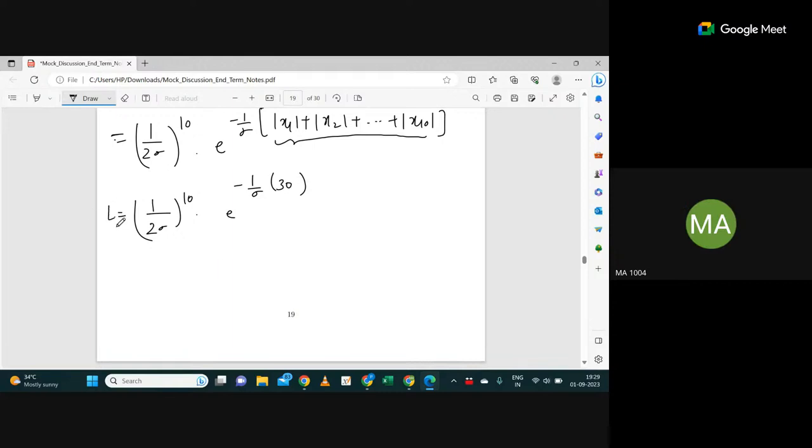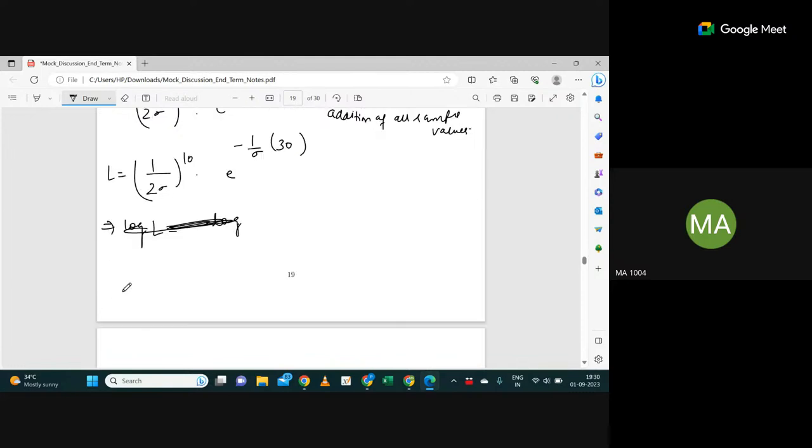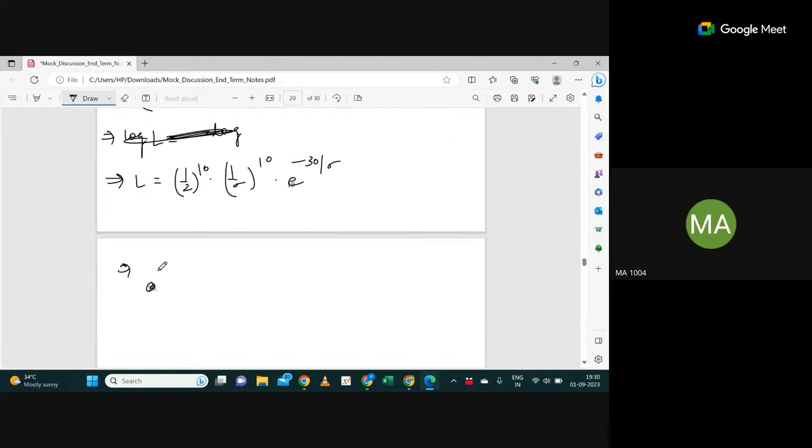I have to take the log, right? So log L will be log of, we can separate that 1 by 2 raised to 10. These are nothing but the addition of all sample values. So let's separate it. L is equal to 1 upon 2 raised to power 10 into 1 by sigma raised to power 10 into e raised to power minus 30 by sigma. Now we can take the log, it will be easier.